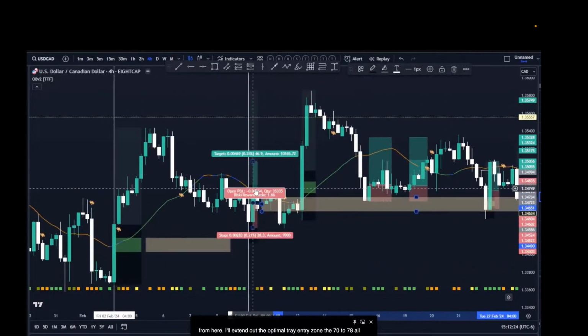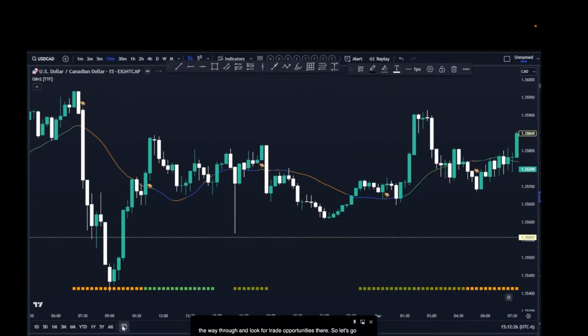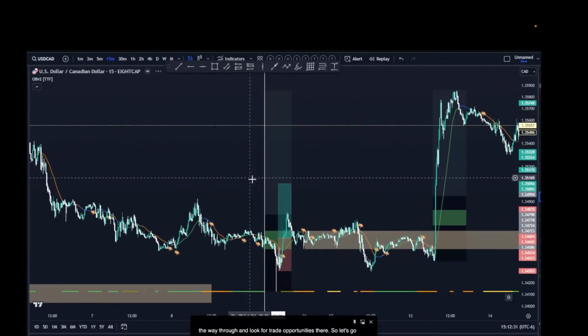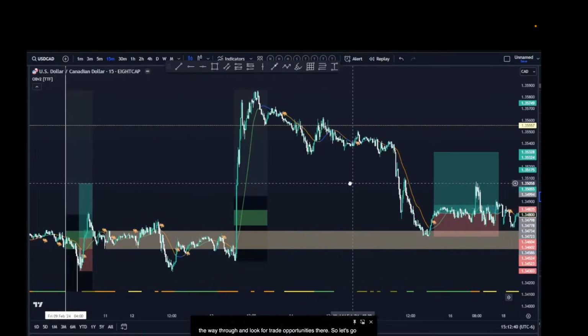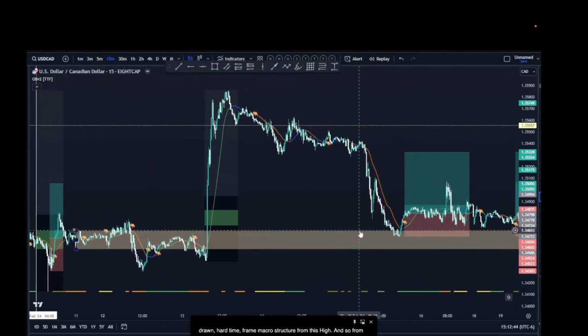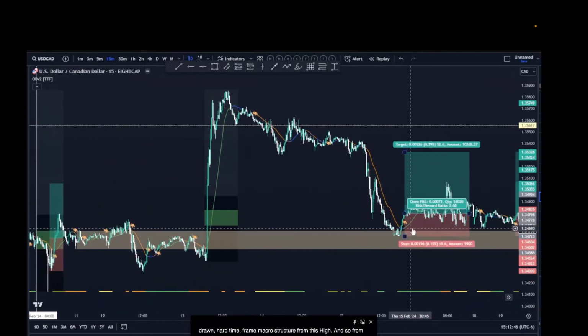From here, I'll extend out the optimal trade entry zone, the 70 to 78, all the way through, and look for trade opportunities there. So let's go back on the 15-minute to February 9th. And so now this is our new drawn higher time frame macro structure from this high. And so from this case, what I'll do is wait until price comes back to this area, which it does here.